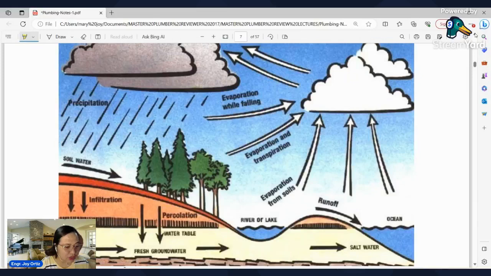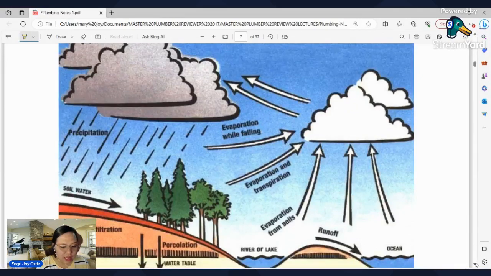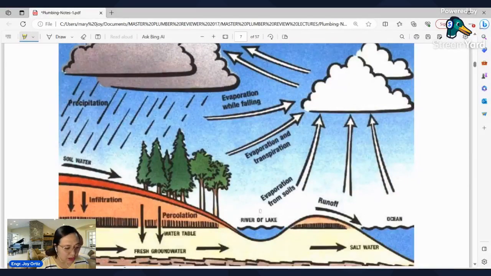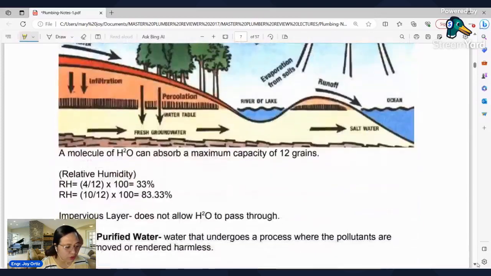As you can see, this is the process. To remind us, in the ocean, water evaporates, then there is precipitation, and it's just a cycle. A water cycle, we know that already, so we don't need to go over it.